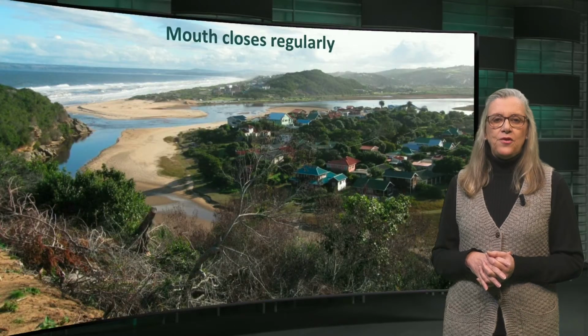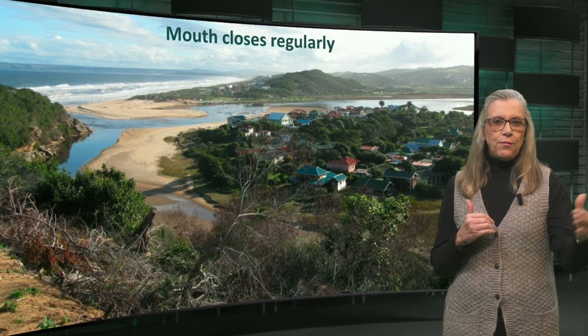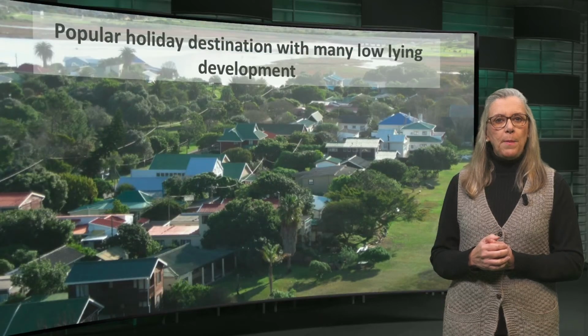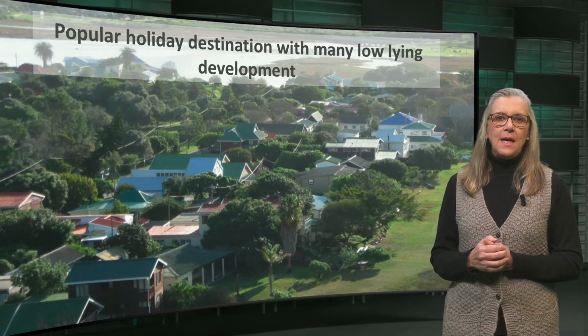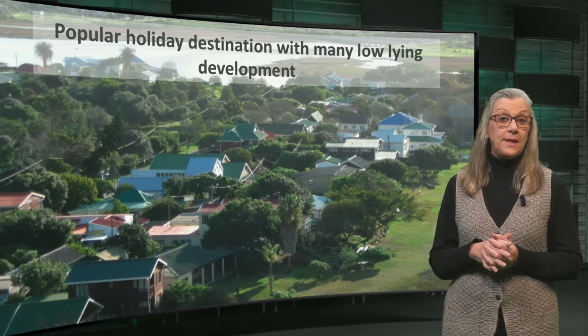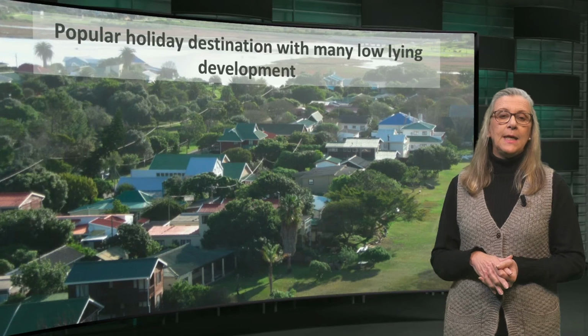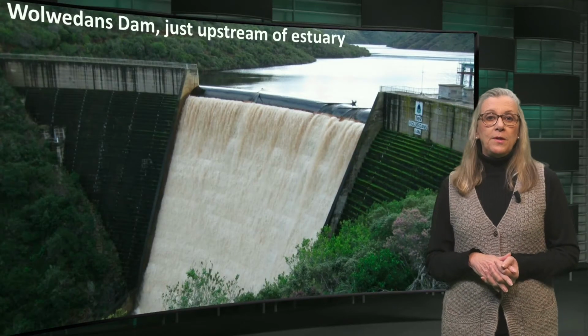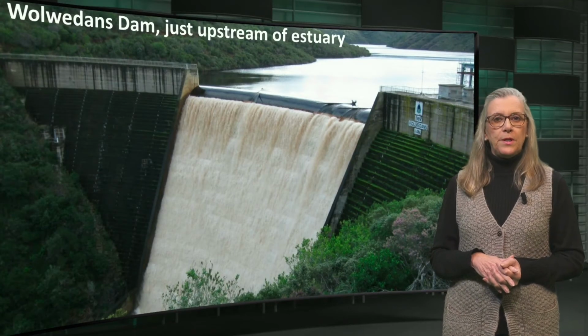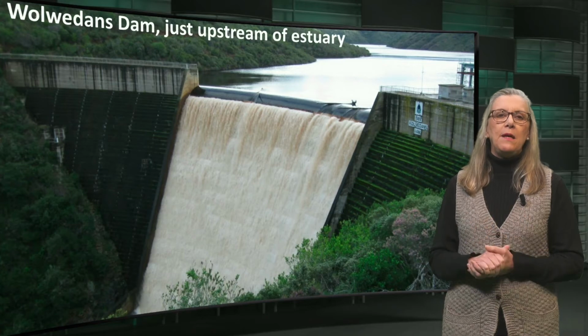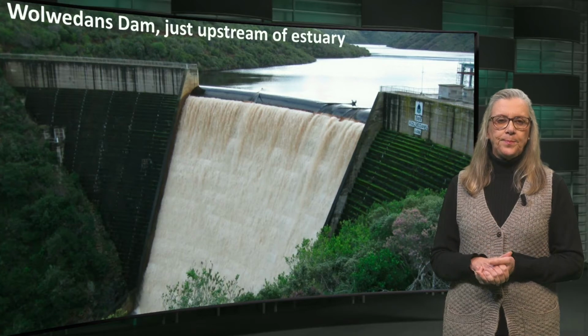The mouth of this estuary closes from time to time due to strong wave action and requires river inflow to open it again. The area is also a popular holiday destination where many houses and commercial properties lie within the floodplain, and this makes them vulnerable to flooding. To meet the water demands of a strategically important petroleum refinery in the area, the government decided to build the Wolwerdons Dam about 7 kilometers upstream of this estuary.